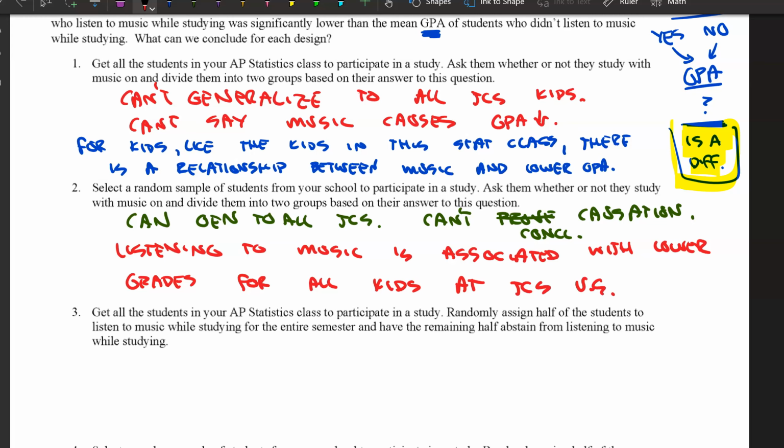So I can generalize and talk about, even though I only surveyed a small amount of kids, I could generalize to all kids, but I can just say that there is an association or a relationship between music and lower grades. I can't make the more powerful statement of saying music is causing lower grades.